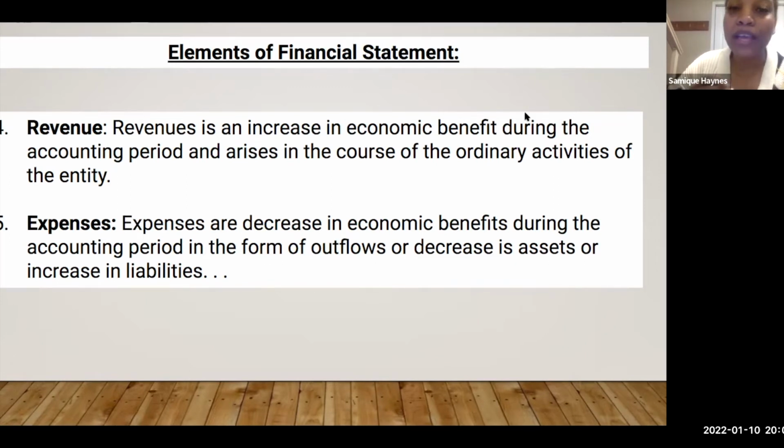So we're not waiting for cash to be exchanged. We're just waiting on me to give my end of the bargain. I gave you the good, I provided you the service, I have made revenues. Expenses is the same thing. What do you think expenses are? What are expenses?